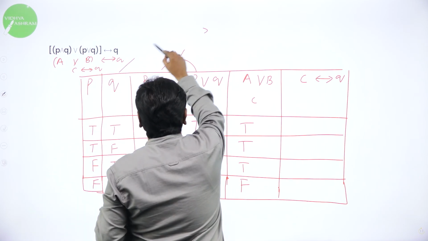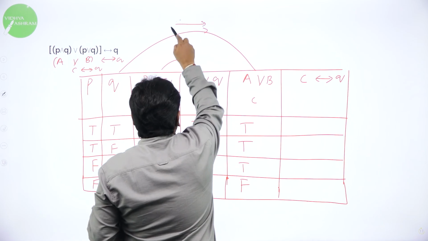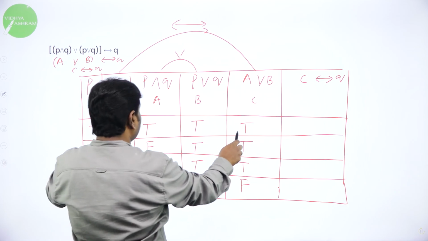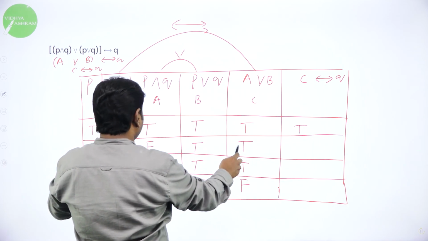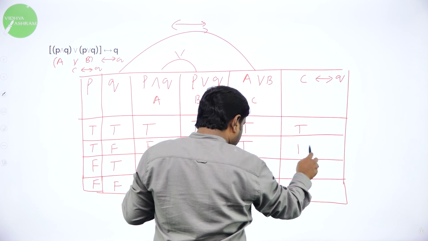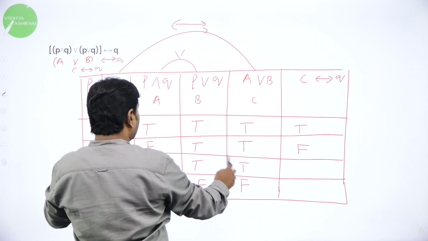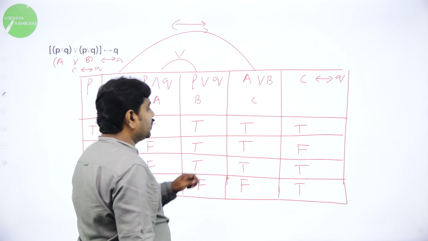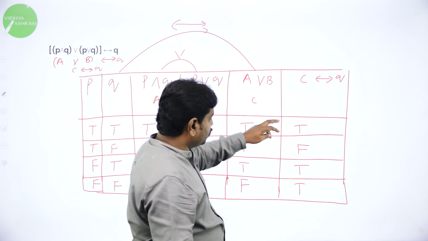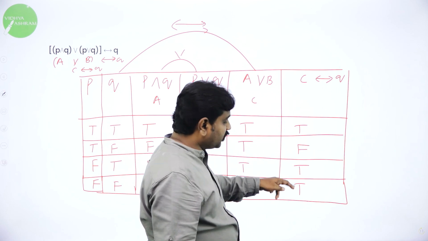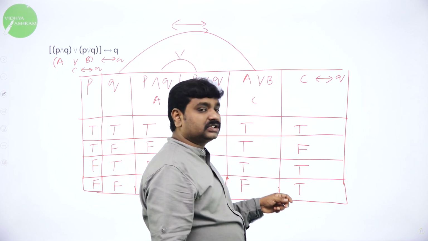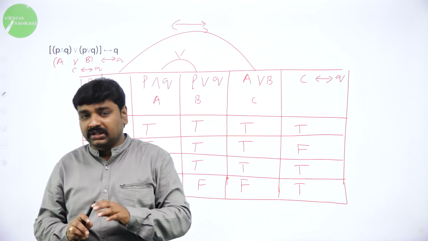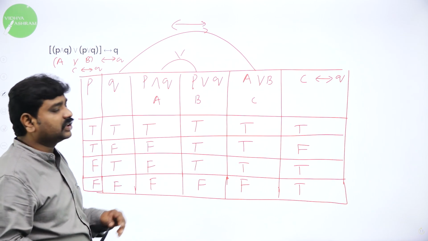For these two, apply what? Bi-implies. How do we apply bi-implies? It means if both are the same, the result is true. So true, true, so the result is true. Here true, false, so the result is false because both are different. Here true, true, the result is true. Here false, false, so the result is true. So we did not get all true. We have one false and the remaining three true, a combination of true and false. It's not completely true, it's not completely false. So it is neither a tautology nor a contradiction.